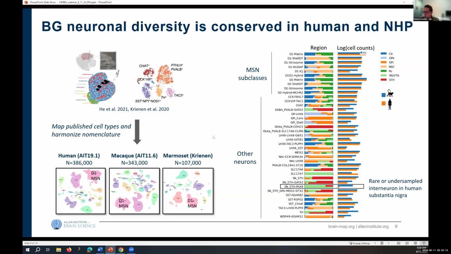Early results from these analyses are shown here. We're showing the regional distribution and the counts of different cellular subclasses across basal ganglia structures. You can see that the regional distribution of these types is similar across species. However, we do see some features that may indicate species-specific specializations that require further validation. For example, there might be a rare or undersampled interneuron type in the human substantia nigra.